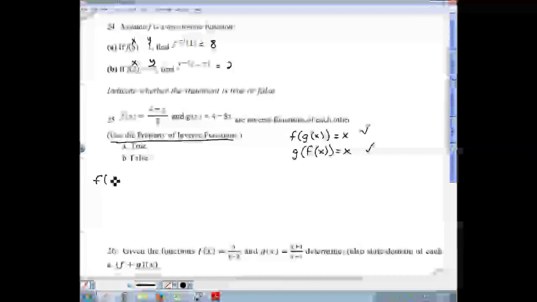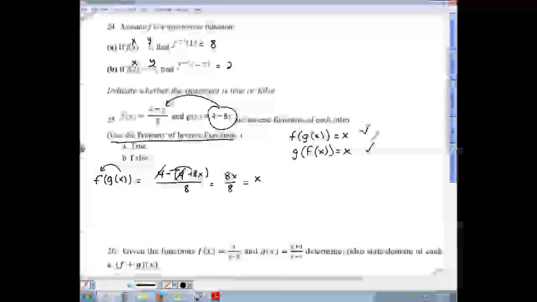So if we first try f of g of x, it means the g function is going to go inside the f function, so this has to go inside there, so it's going to be 4 minus 8x, all over 8. Distribute the minus sign, so the 4's will be gone, and the minus negative becomes a plus, so we've got 8x over 8, which is x. So the first one was true.